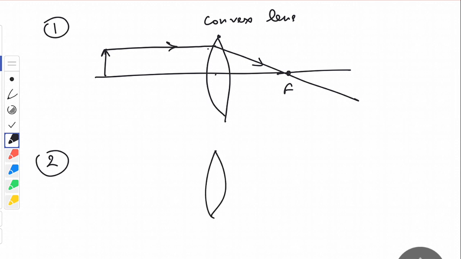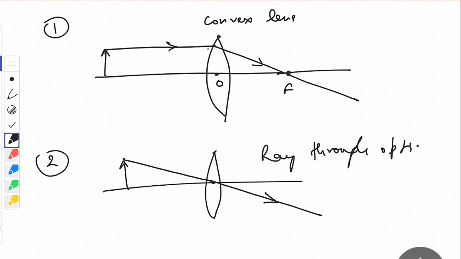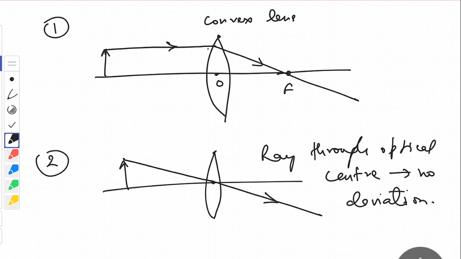Let me draw it a little bit nicely. Okay, the object here. Number 2 is a ray which goes through the optical center. This is O, the optical center. It will go without any deviation. There will be no deviation. So a ray through the optical center will have no deviation. Okay, this is the observation number 2.